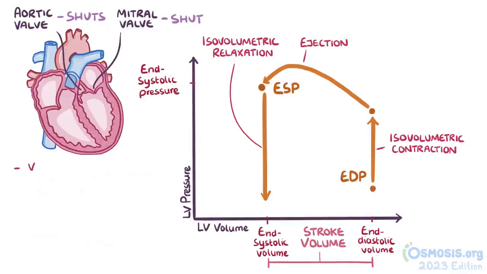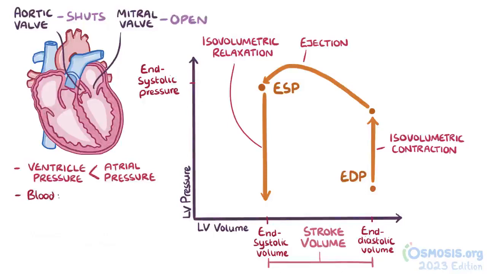After a while, the ventricular pressure drops so low that it's lower than the atrial pressure, so that causes the mitral valve to open, and then blood rushes from the left atrium into the left ventricle. As the ventricle fills up with blood, the volume rises back to what it was at the end diastolic point, but the pressure only increases a little bit.